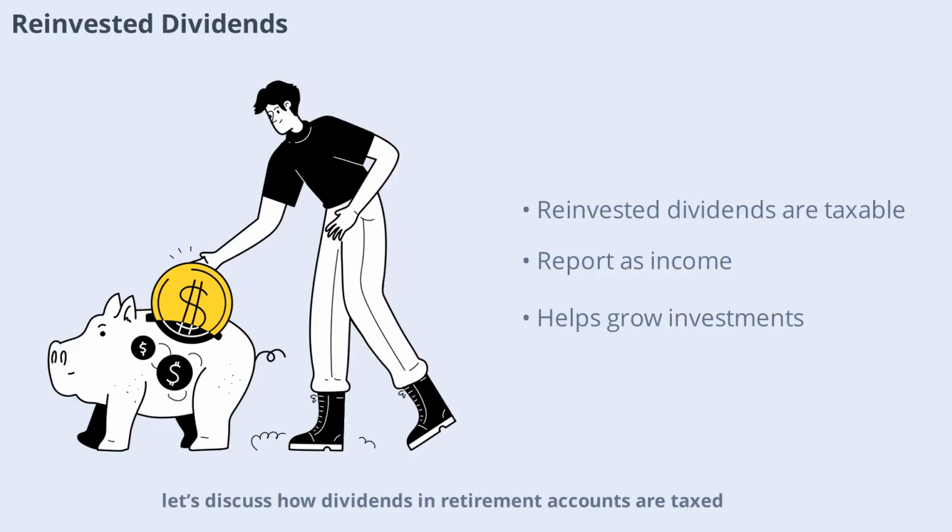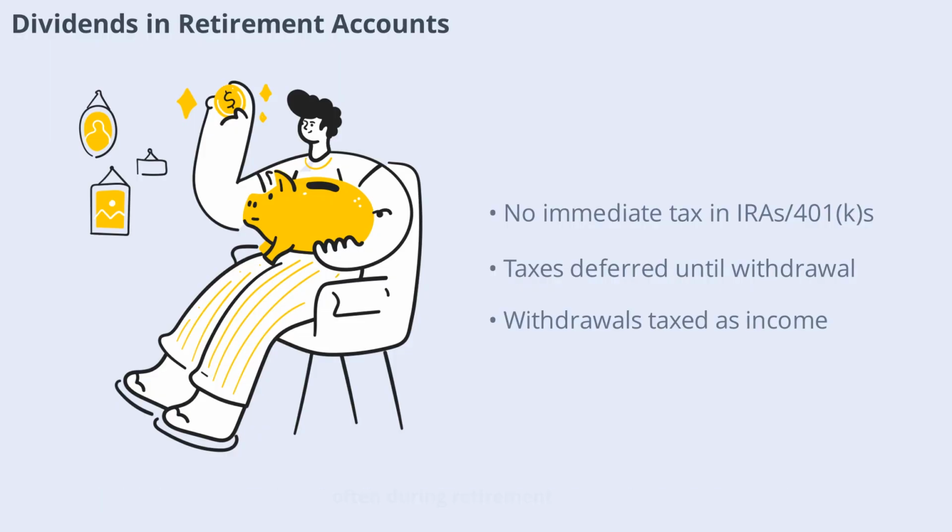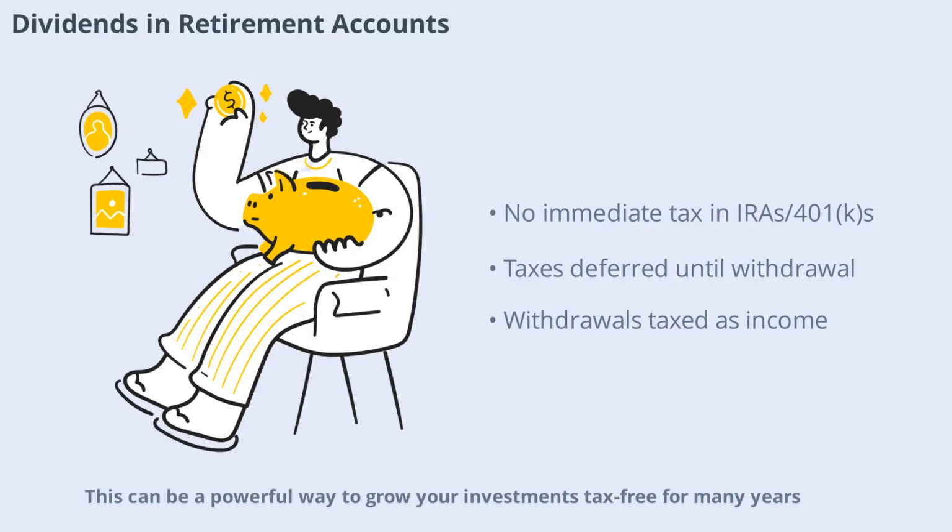Next, let's discuss how dividends in retirement accounts are taxed. If you hold dividend-paying stocks in retirement accounts like IRAs or 401(k)s, the tax treatment is different. Generally, dividends earned within these accounts are not taxed immediately. Instead, taxes are deferred until you withdraw funds from the account, often during retirement. This can be a powerful way to grow your investments tax-free for many years. However, once you start taking distributions, those withdrawals may be taxed as ordinary income.